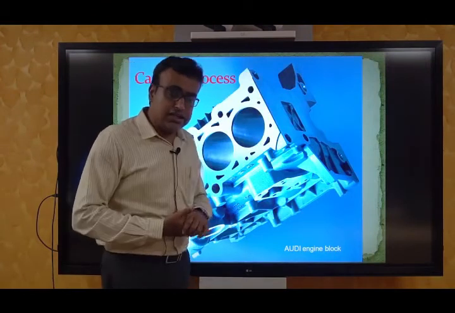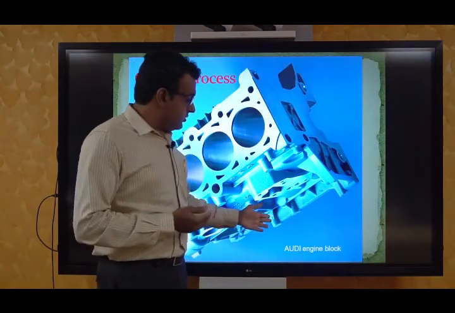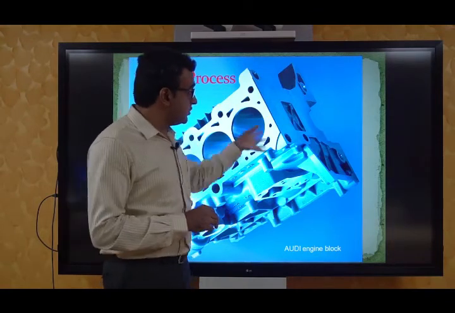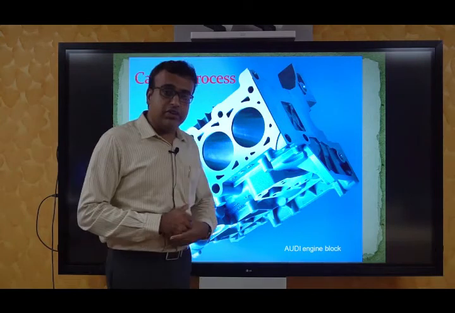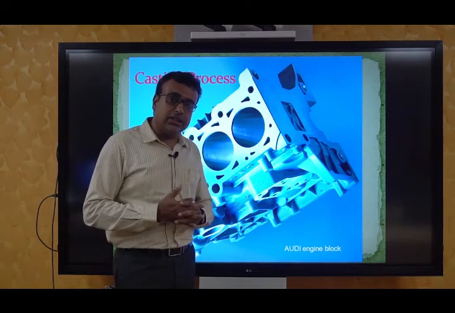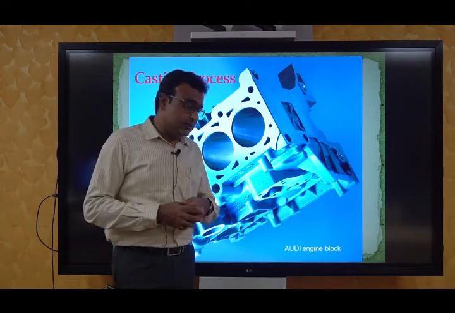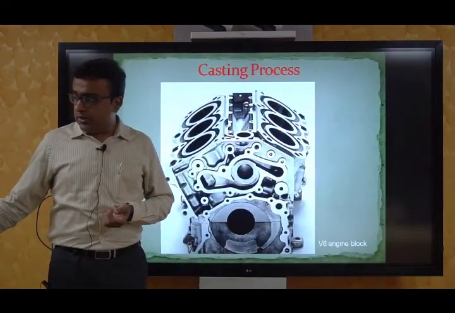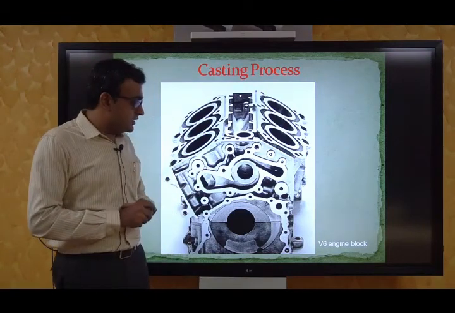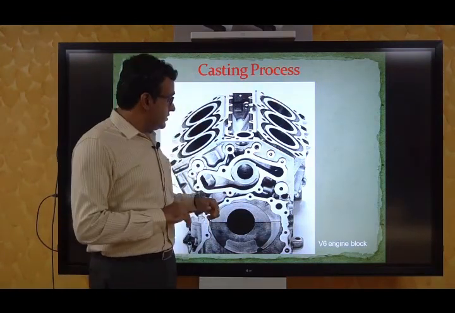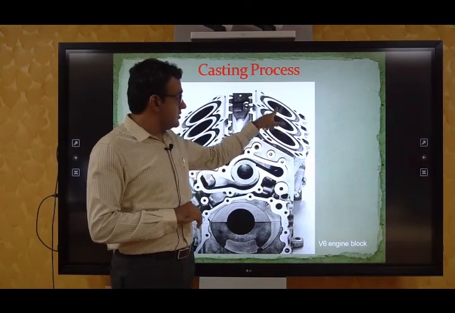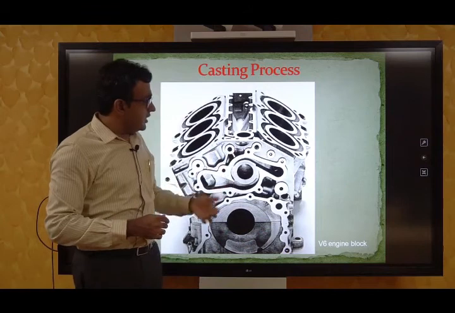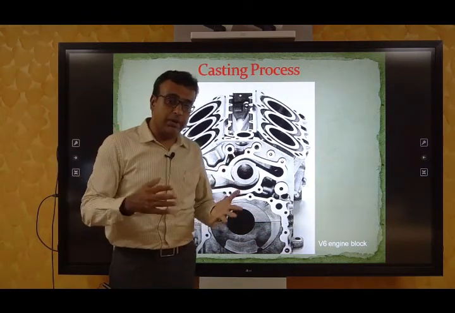This is an engine block for an OD engine. The engine blocks have these complicated shapes, and it is very difficult to make them with other processes. Generally it has been cast. So this is a cast product. This is another V-type engine block. There are 6 cylinders, so it is in the V shape. This also has to be manufactured by casting.